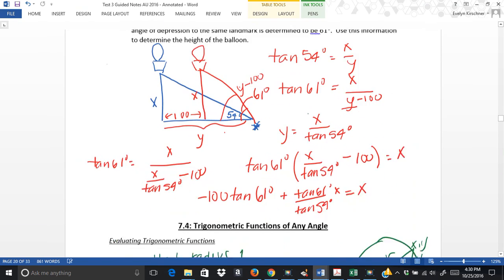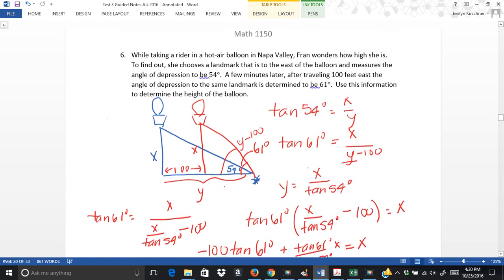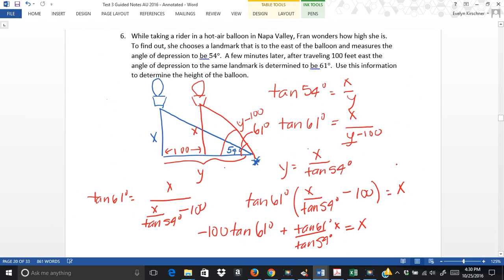Let's see if we can find some room to do some work here. So I have negative 100 tan 61 degrees equals x minus tan 61 over tan 54 times x. I can factor out an x, so I have x times 1 minus tan 61 over tan 54. Sorry that there's not much room here.